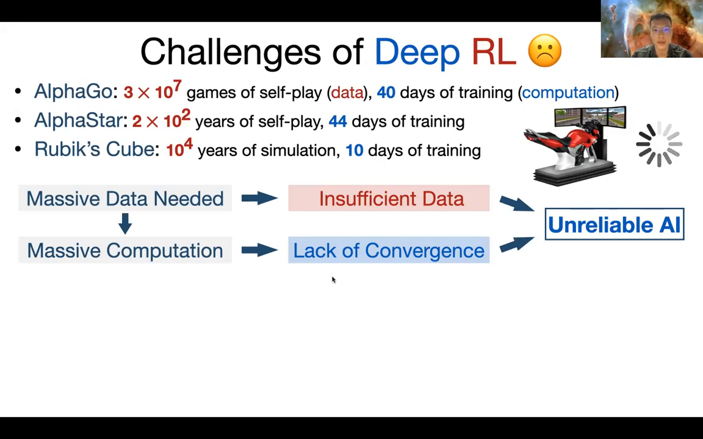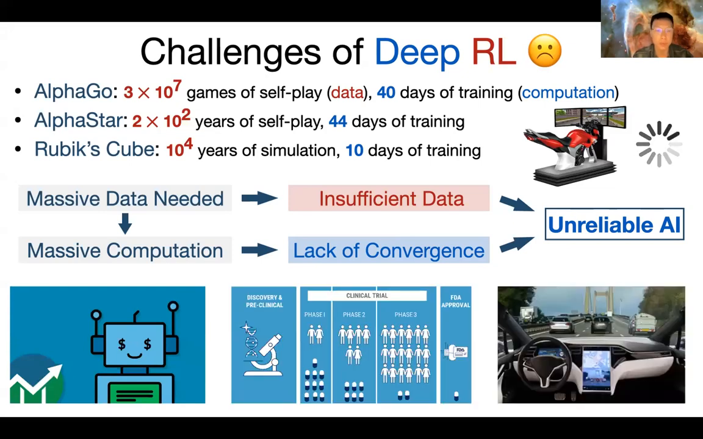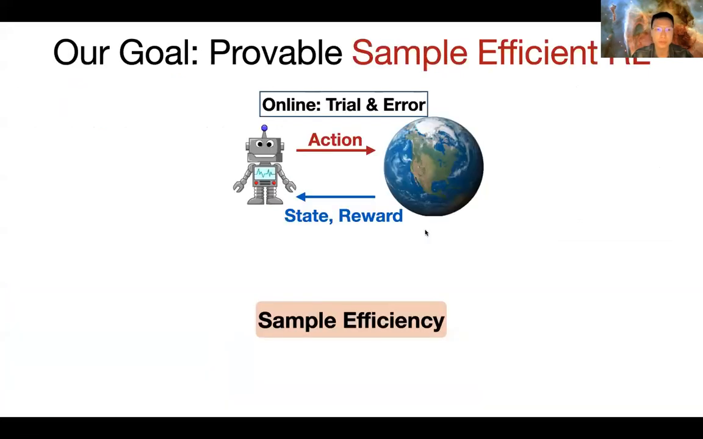I would like to highlight that these two kinds of unreliability, the first about the statistical side and the second about the computational side, are both caused by the sample inefficiency of reinforcement learning. With that in mind, if we want to deploy deep RL to problems in critical domains such as personalized finance, personalized healthcare, and autonomous driving, once the algorithm is unreliable, the potential cost will be huge. So the goal of this work is to develop a sample efficient reinforcement learning algorithm.